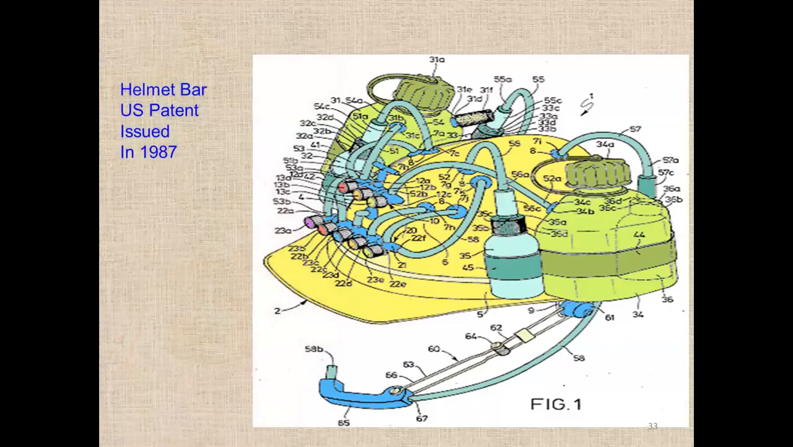See, this is a helmet used as a bar. If you could see, there are 4 containers. My arrow indicates containers 1, 2, 3, and 4. This container has, say, for example, rum. This container has vodka. This container has water. This container has some juice.